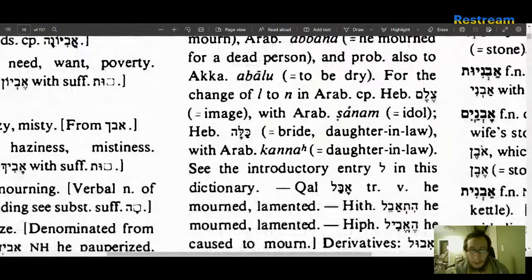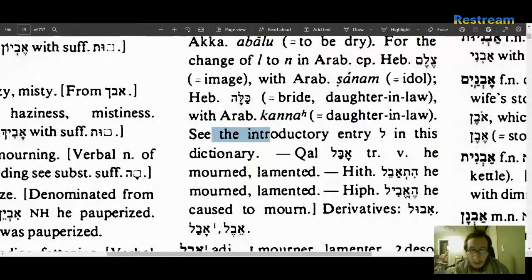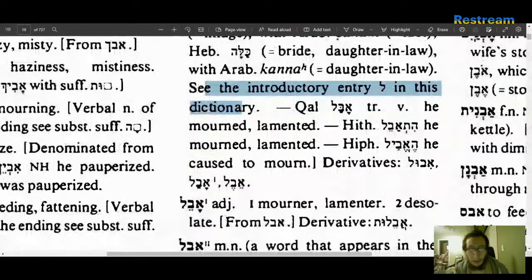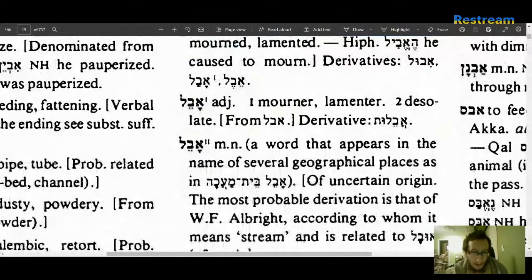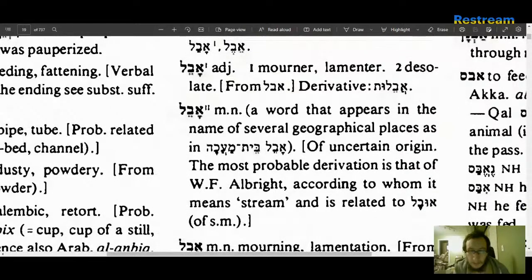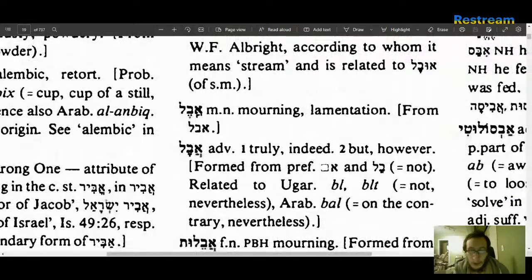And then another example, Hebrew is kala, means bride or daughter-in-law. The Arabic, same word, but it's spelled with an N instead of an L, kana. And then it says, see the introductory entry for L in this dictionary for more information on this subject. So a mourner or lamenter, again, these meanings don't occur in Akkadian. Akkadian, it only means to dry. Okay. Truly or indeed.